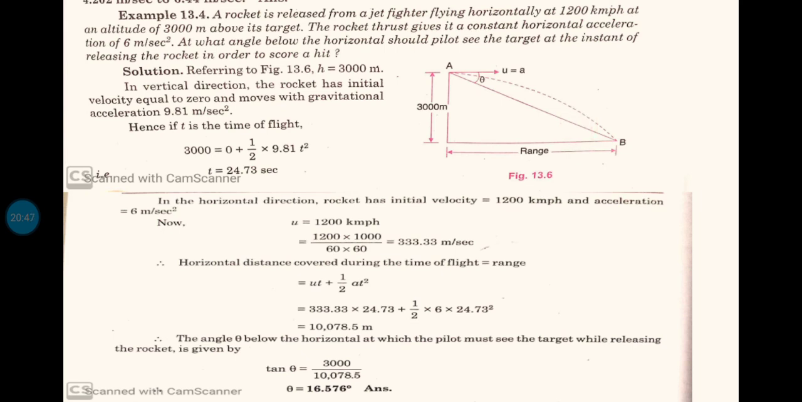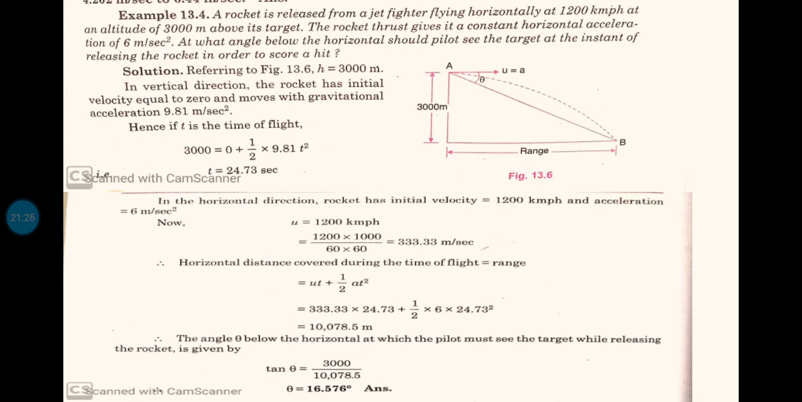In the vertical direction, the rocket has initial velocity equal to 0 and moves with acceleration due to gravity, that is 9.81 meter per second square. If you are considering the vertical motion, the initial velocity component in the vertical direction is 0. That we always assume, and it has an acceleration in the vertical direction of 9.81 meter per second square, since it is downward motion. So the time of flight is obtained from s is equal to ut plus half g t square. So s is 3000 meter, that is the vertical height. U is 0, therefore the first term becomes 0. The next term is half into 9.81 t square. From that you will get t equal to 24.73 seconds. That is the time of flight.